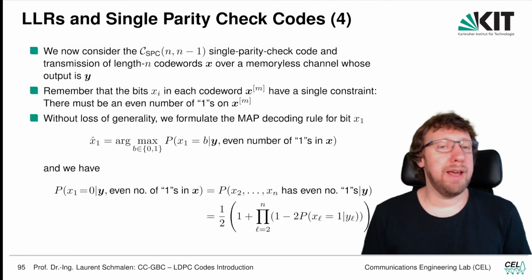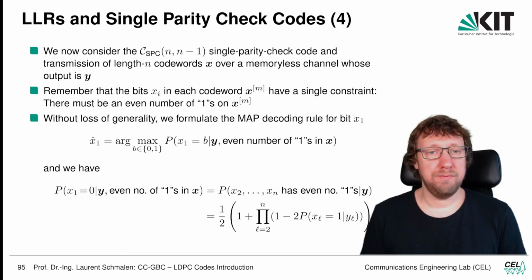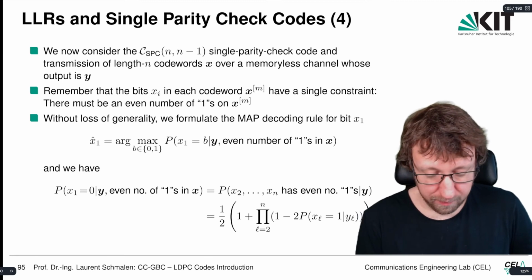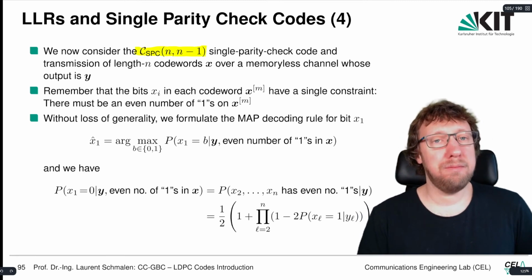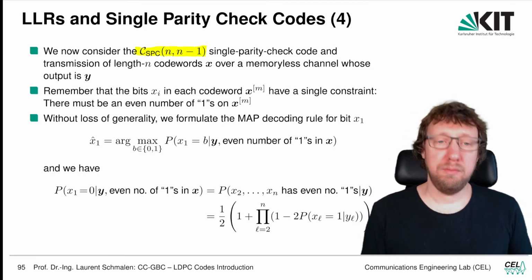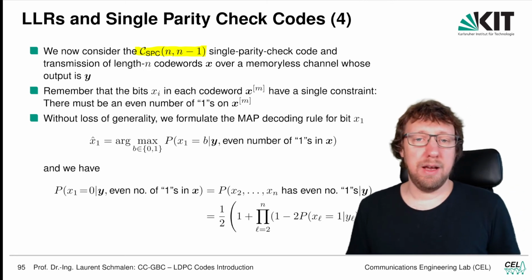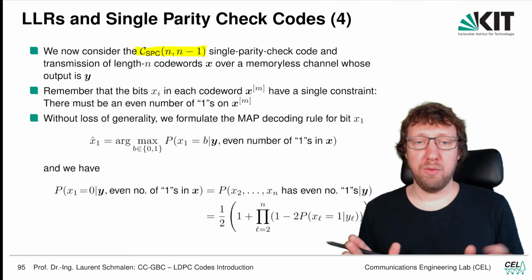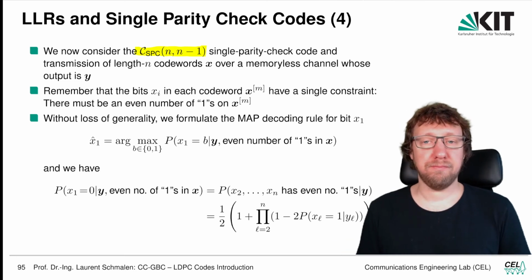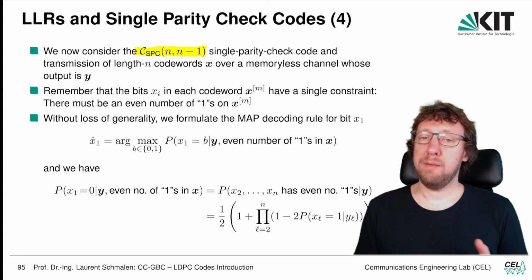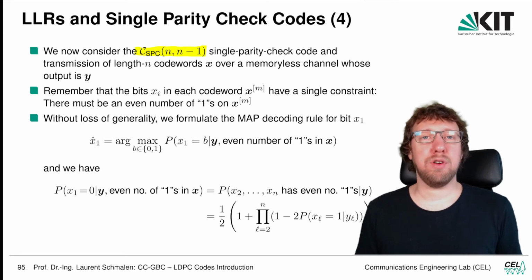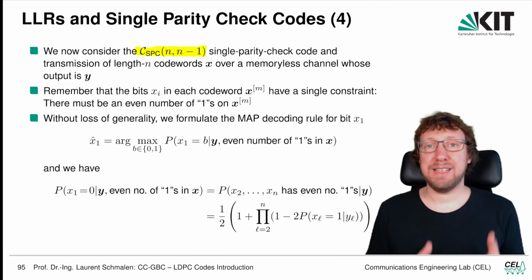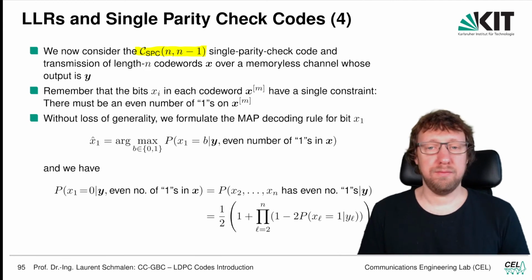We can now take a look at a single parity check code. So we have a single parity check code of length n, which has n-1 information bits and a parity bit, and we transmit the code words over a memoryless channel. Again, memoryless channel, output is y. So the bits in the code word xm have a constraint: the number of ones in xm must be even. That's the single parity check constraint.